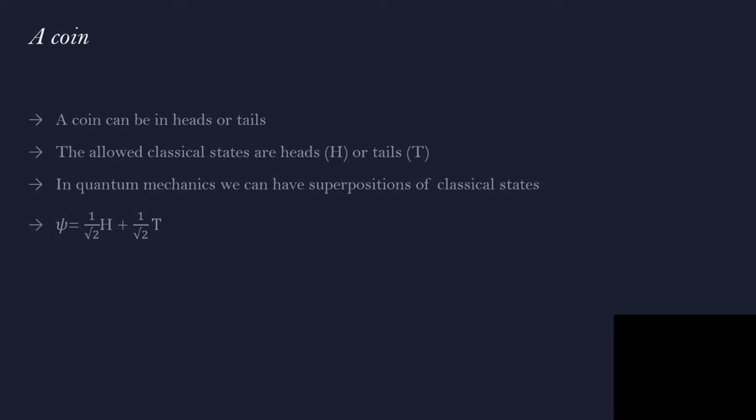And we call this kind of adding of classical states superposition of classical states, because it's sort of both simultaneously in a manner of speaking.